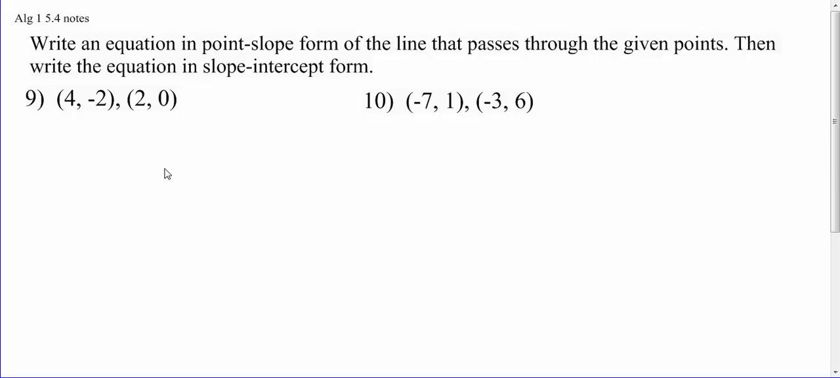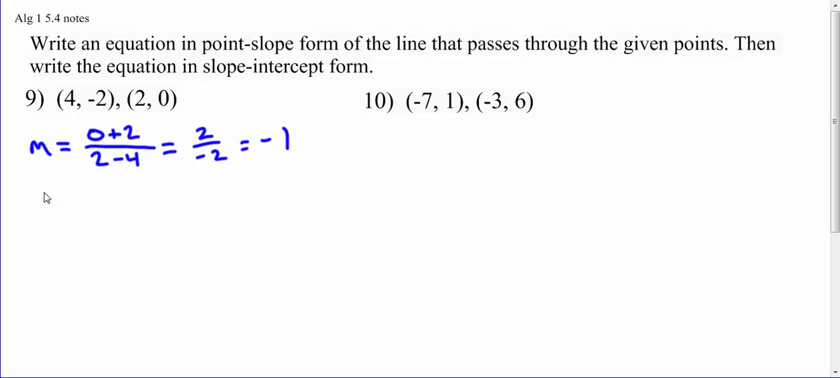All right, write an equation in point slope form of the line that passes through the given points, and then we're going to change that equation to slope intercept form. Now let me walk you through this process. The first thing we have to do here is find the slope. So the slope between these 2 points would be 0 minus -2 divided by 2 minus 4. So that's 2 over -2, or just simply -1.